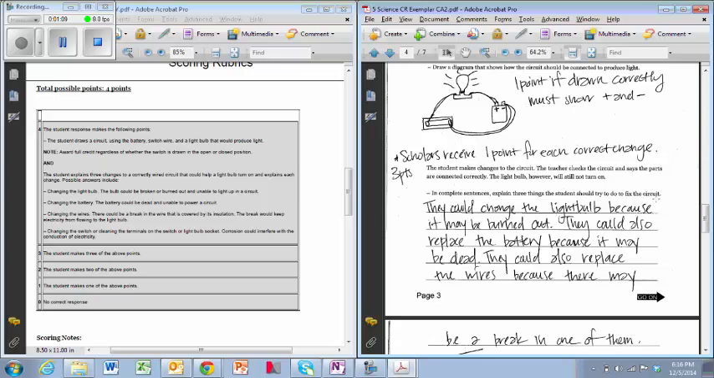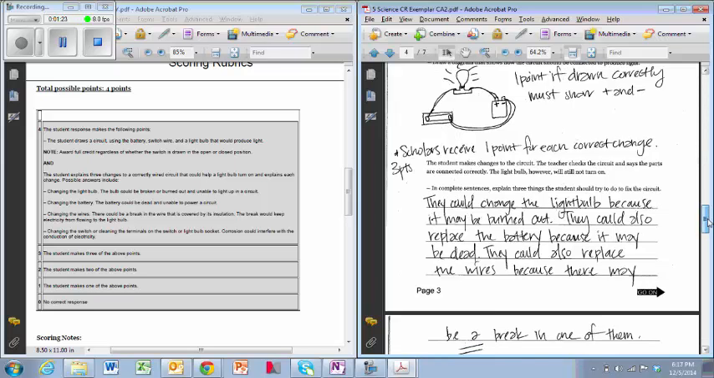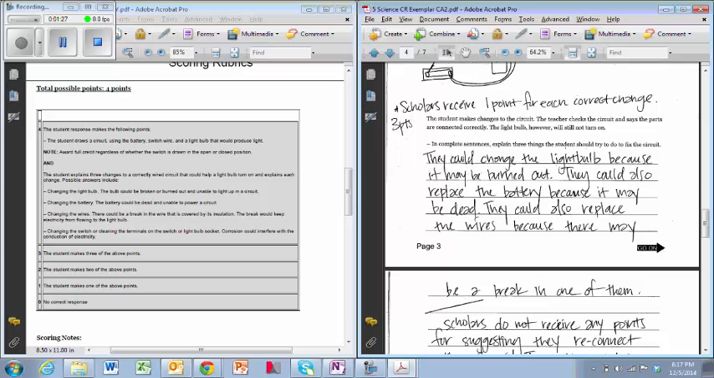It says that the scholar changes the circuit, but it still won't turn on. So the scholars need to explain 3 things that they could try to do to fix the circuit. This is an exemplar response about changing out the light bulb and then replacing the battery and replacing the wires. We want them to identify 3 things they could do. It could be any of those. It could also be changing the switch.